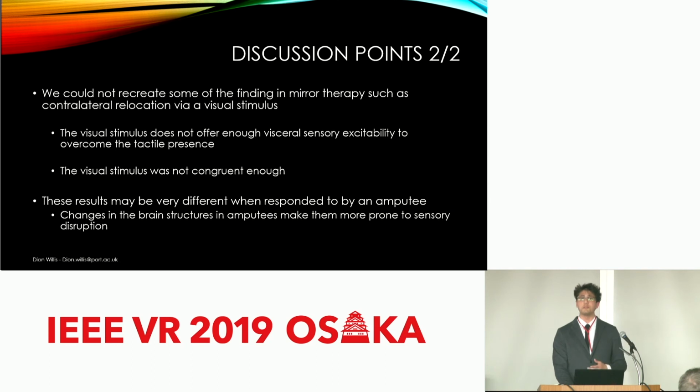It also may be very different for amputees. We know that amputees' brains have very different properties than non-amputees, and they could be a little bit more susceptible to vibrotactile sensation relocation than non-amputees due to the shrinking of the somatosensory cortex.